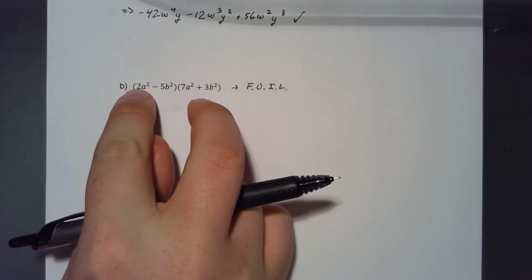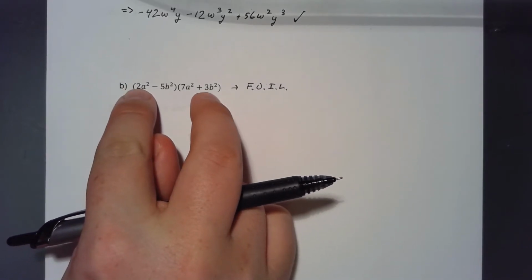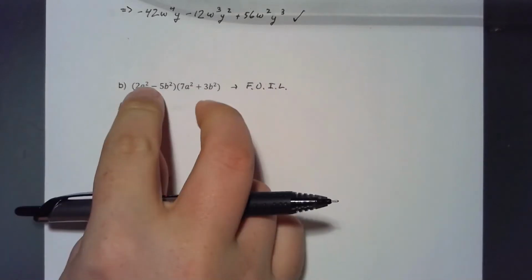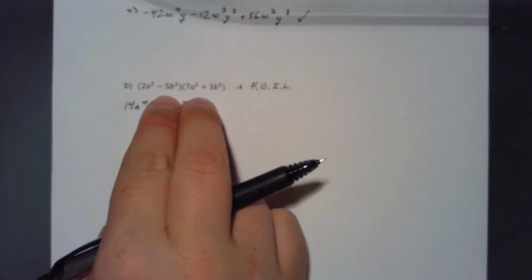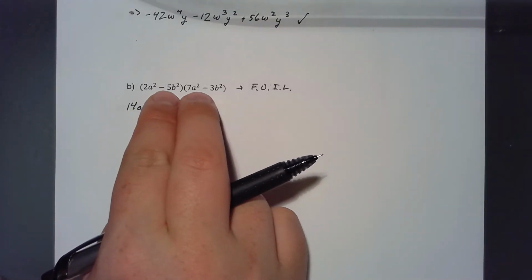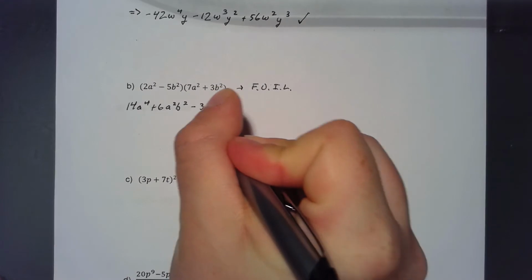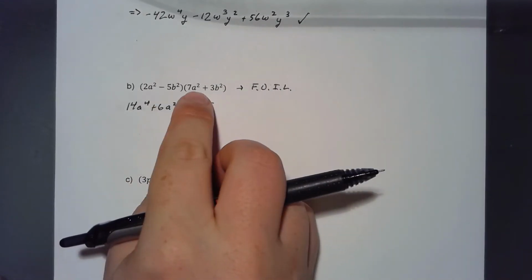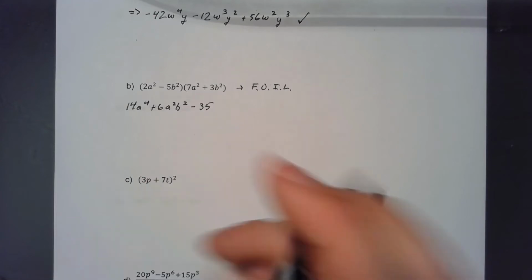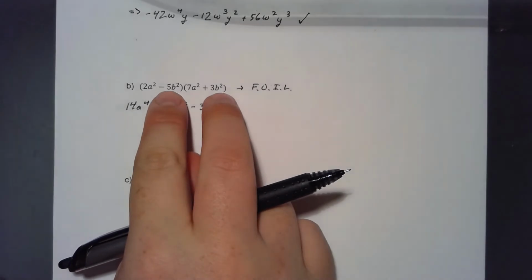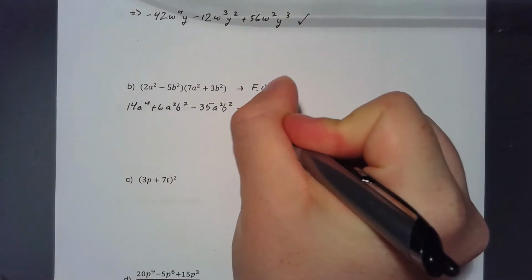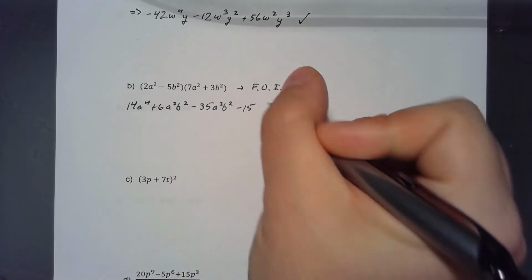The outside is going to be 2a squared times 3b squared. So 2 times 3 is 6. A squared times b squared is just a squared b squared. All right, the inside is negative 5 times 7, which is negative 35. B squared times a squared, which is the same thing as a squared b squared. And then the last. So negative 5 times positive 3 is negative 15. B squared times b squared is b to the 4th.